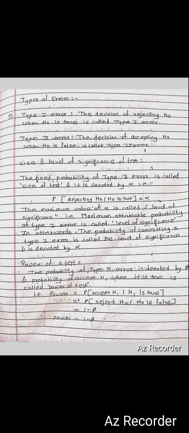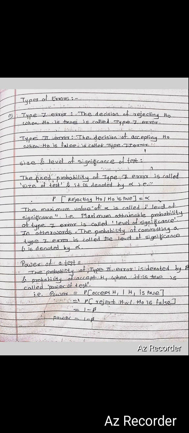That is, our decision is true about 95%, and there is a 5% possibility that there is error. Then again it is denoted by alpha, and again we have to know about the power of test. The probability of type 2 error is denoted by beta, and the probability of accepting H1 when it is true is called power of test. What is called power of test?